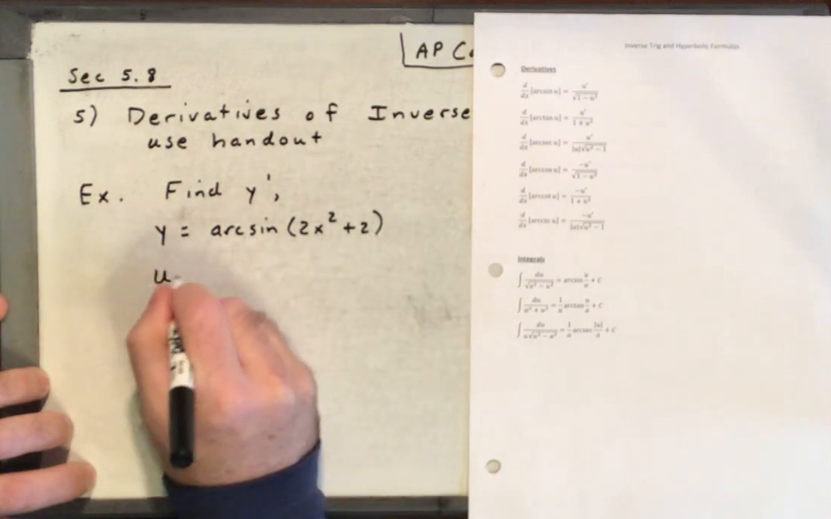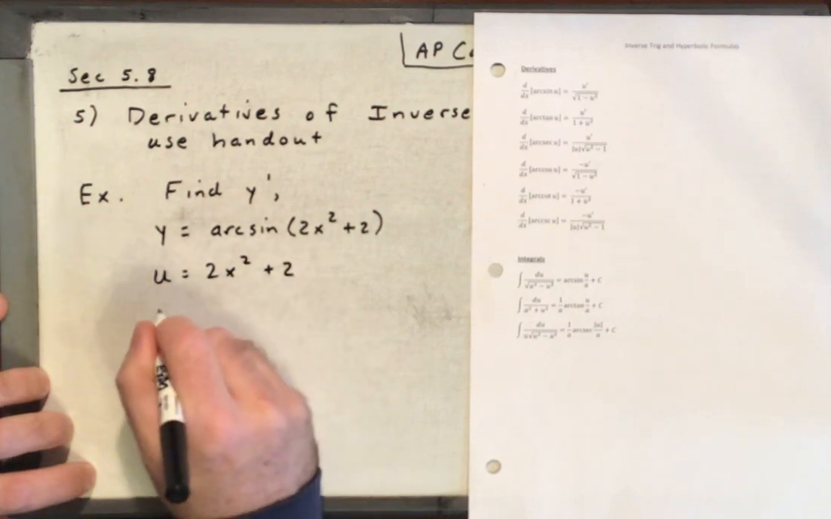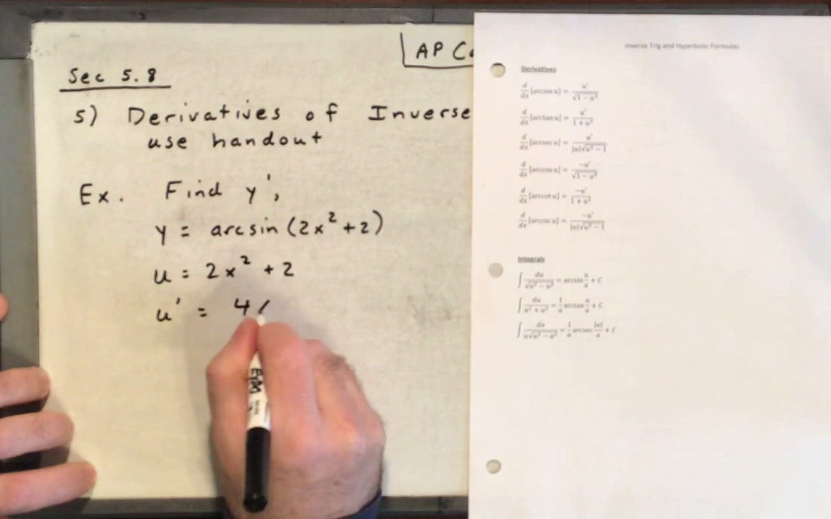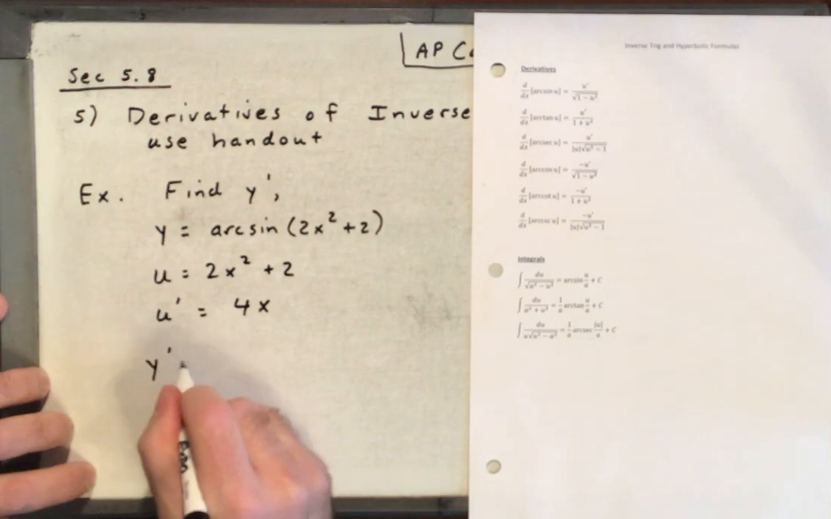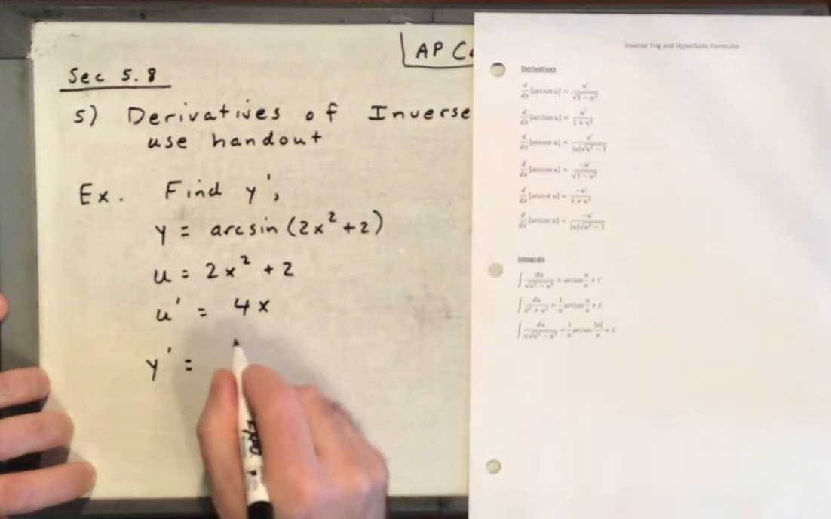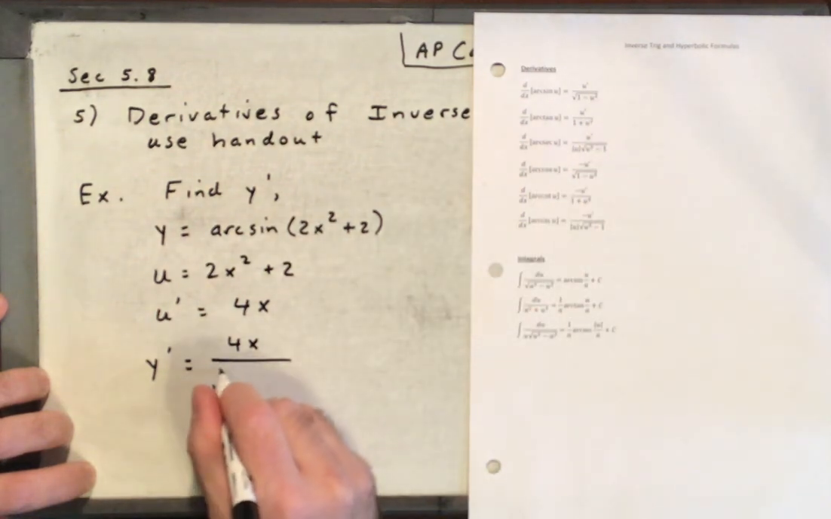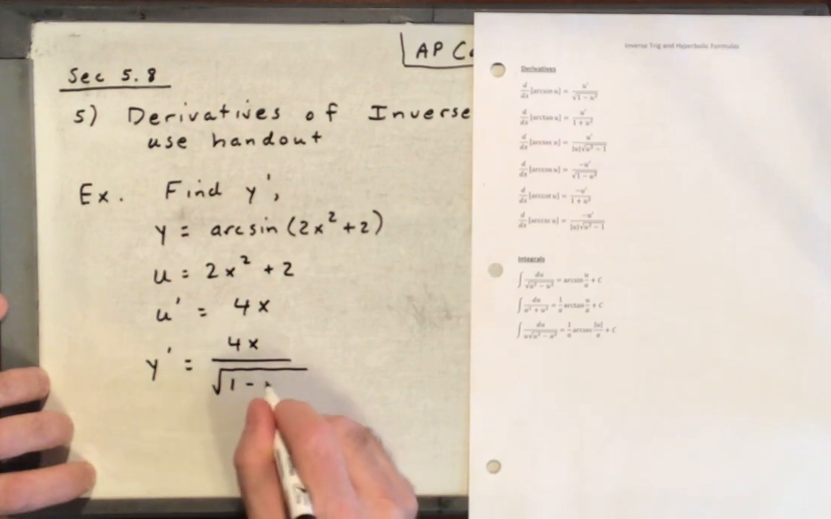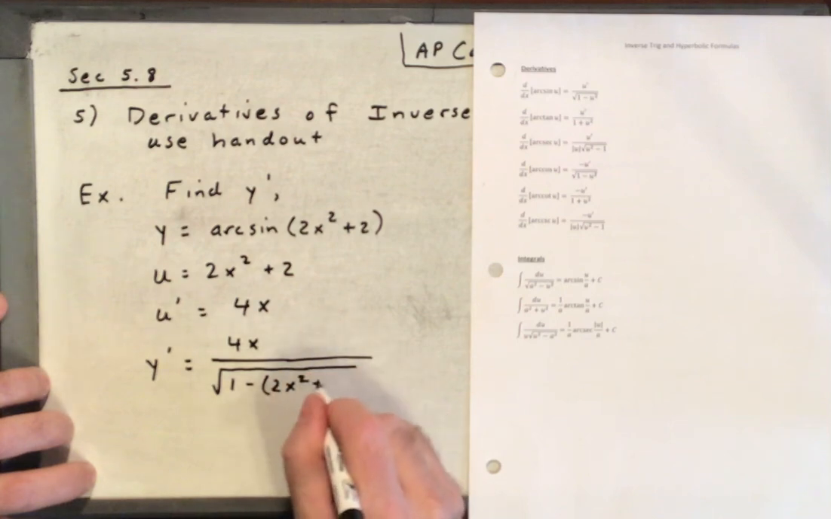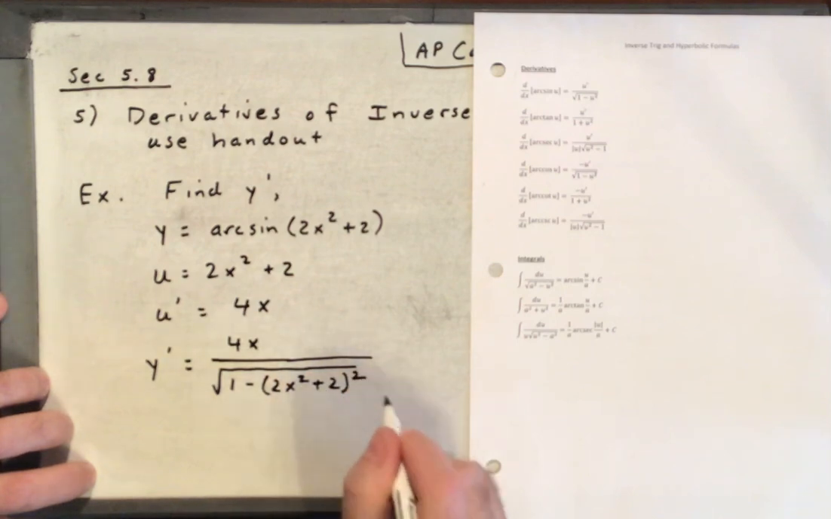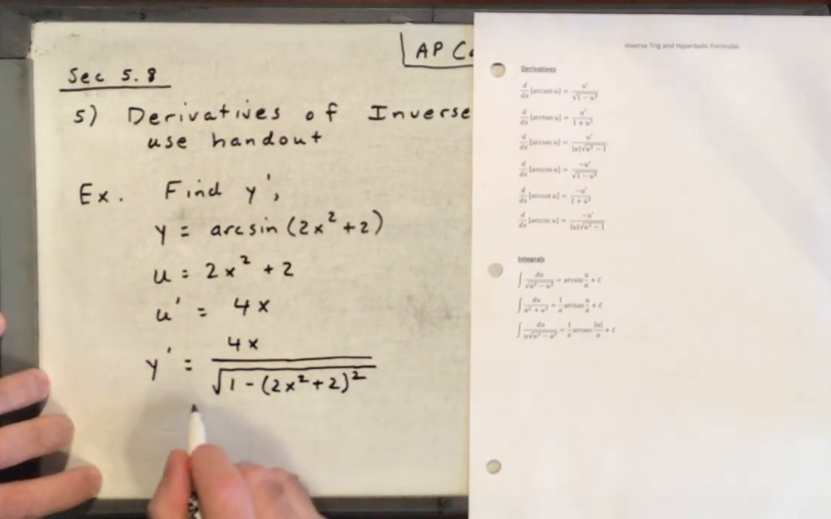So we need to find u, and that is 2x squared plus 2. U prime is equal to 4x. And now we're going to use the formula and plug it in. So y prime is going to be u prime, so 4x, divided by the square root of 1 minus 2x squared plus 2 all squared. All right, so you got to get this all correct.